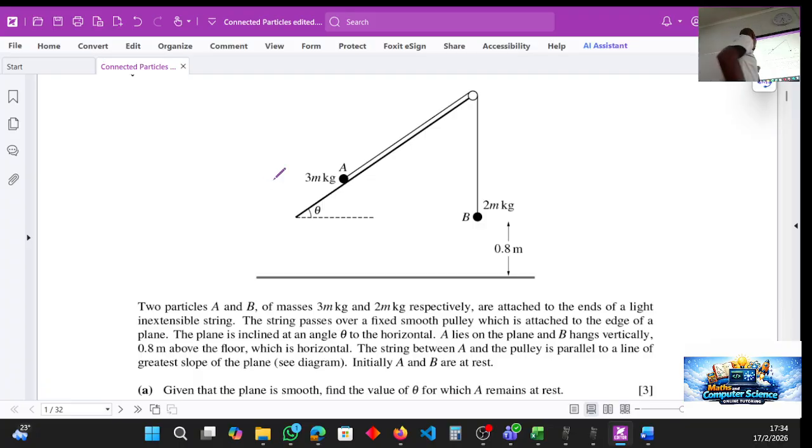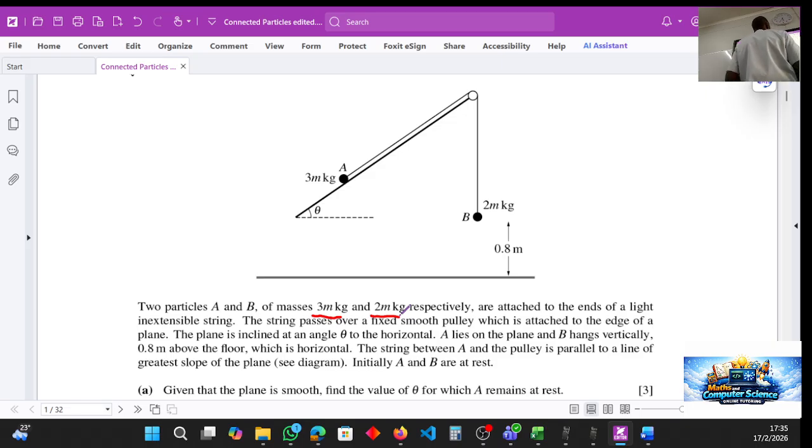Two particles A and B, of mass 3 kilograms and 2 kilograms respectively, are attached to the ends of a light inextensible string. The string passes over a fixed smooth pulley which is attached to the edge of a plane. Now the plane is inclined at an angle theta to the horizontal. So we can see the angle theta there. And the moment we see theta, we should think of the weight component and the perpendicular components, you name it. A lies on the plane and B hangs vertically 0.8 meters above the floor, which is horizontal.